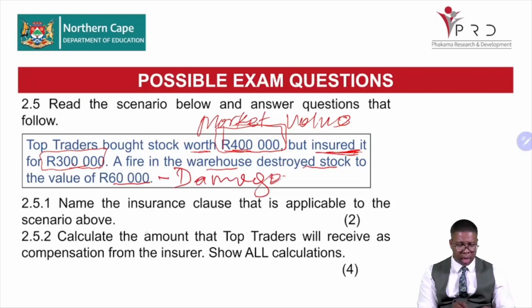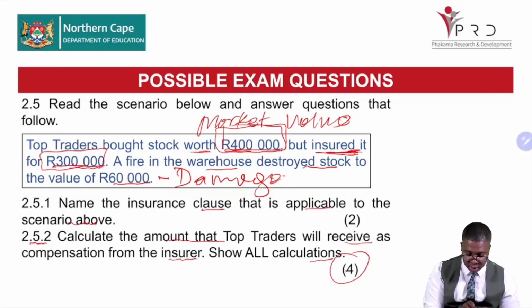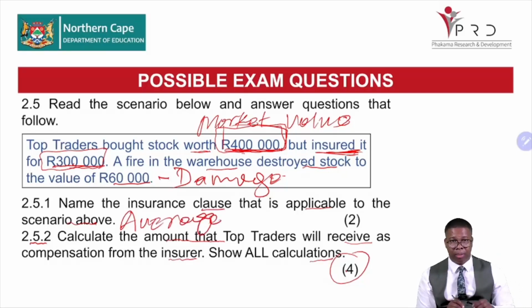Then 2.5.1 says, name the insurance loss that is applicable to the scenario above, for 2 marks. And then 2.5.2 says, calculate the amount that Top Trader will receive as compensation from the insurer. Show all calculations, for 4 marks. Then there's only one clause here. Which situation is occurring here? 400,000 is the market value. The insurance amount is 300,000. So it means the insurance amount is less than the what? The stock value or the market value. So the clause that would be applicable is the average clause. The answer here is supposed to be average clause will be activated, will be applicable. Why?